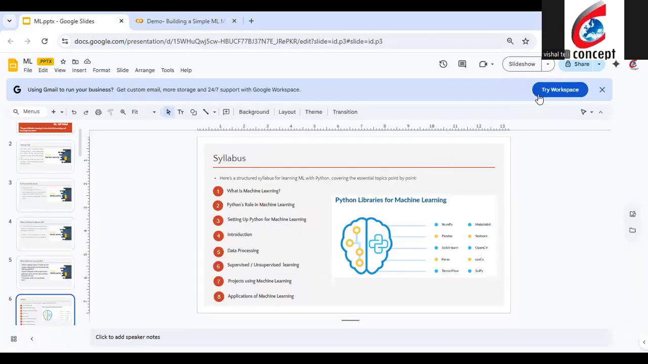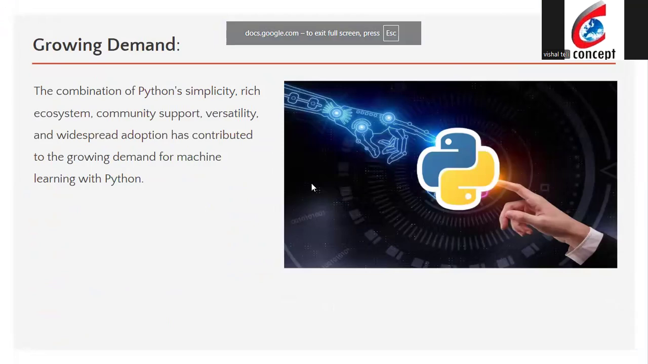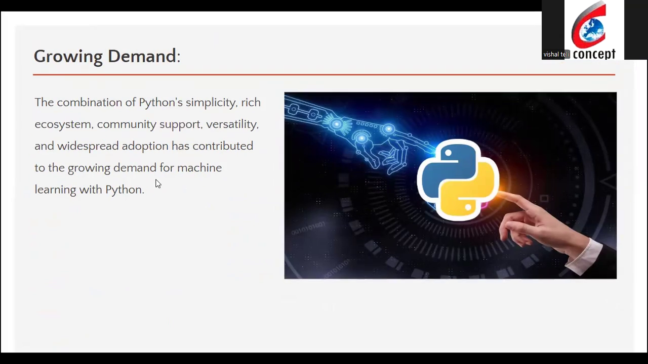So let me switch it to the slides now. Here we go. Now let's talk about the careers perspective. So now you might ask, why learn machine learning? Machine learning is one of the most in demand skills in the job market today. Roles like data scientist, machine learning engineer, AI specialist are among the highest paid jobs.